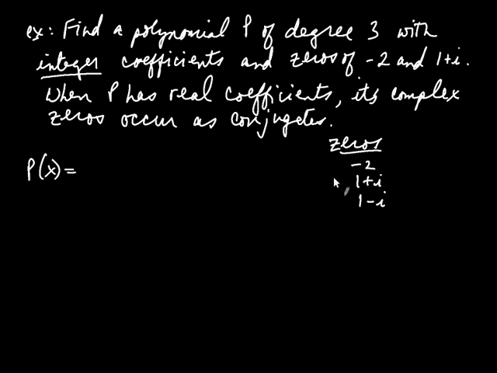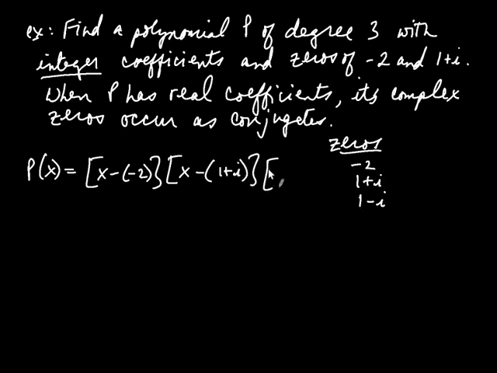So first, it's going to be x minus this 0. So it's going to be x minus -2. That's going to be one factor of our polynomial. x take away the second 0, x take away 1 plus i. And then, finally, x take away the third 0, x take away 1 minus i. So we have a theorem that says that when a number occurs as a 0, then x take away that value occurs as a factor of that polynomial.